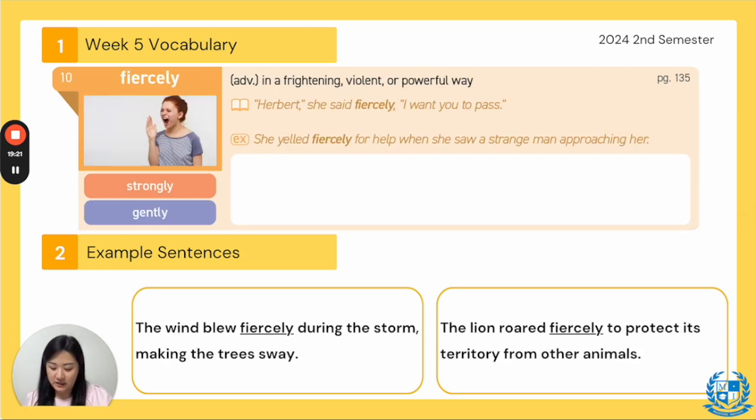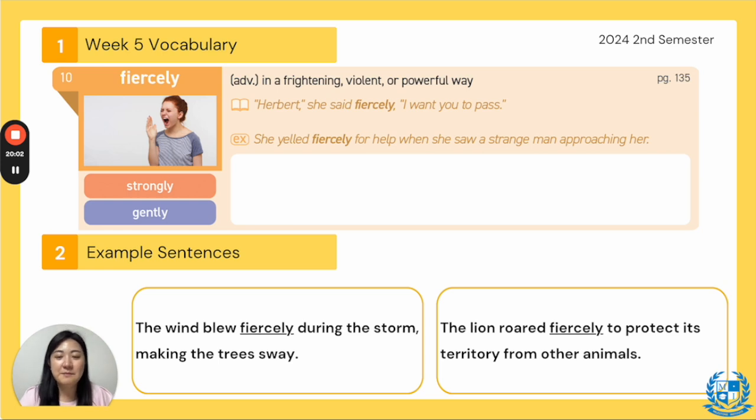And number 10, let's go to page 42. Number 10, the word is fiercely. Everyone say fiercely and go like this with your hands. I'm just kidding, you don't have to. The synonym is strongly and the antonym is gently. It is an adverb and it means in a frightening, violent, or powerful way. So, scary way. In her novel, it says, "Herbert," she said fiercely, "I want you to pass." Meaning she was being very serious, but in a very powerful way. Not being violent here, though.